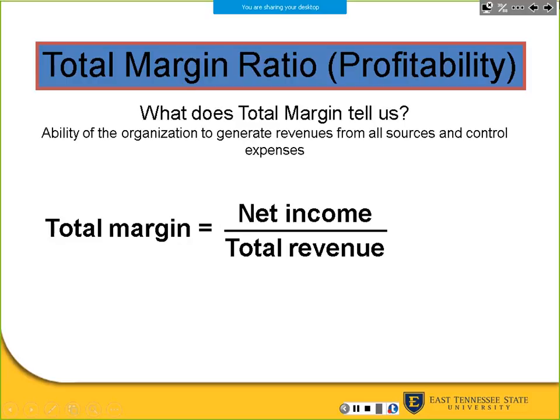Right. The income statement of operations. Is that what you said? Okay, that's what she... Sorry. I know. Sorry.